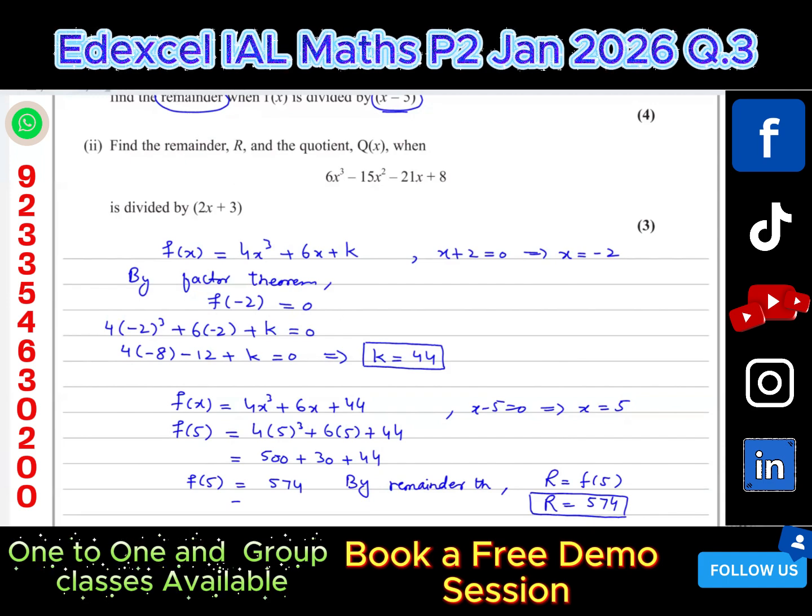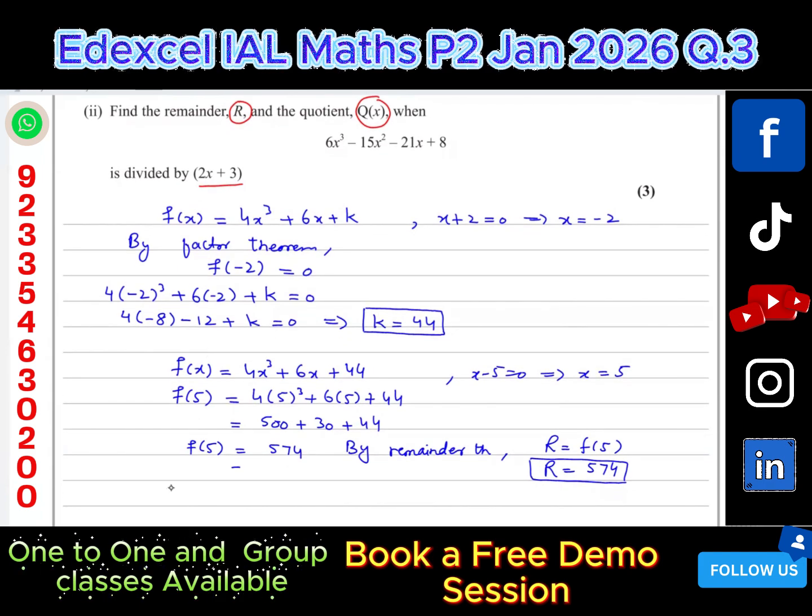Next, part number 2. Find the remainder r and the quotient q of x when this polynomial 6x cubed minus 15x square minus 21x plus 8 is divided by 2x plus 3. Here we have to calculate both quotient and remainder. So we cannot apply remainder theorem. Here we have to use long division method to find the remainder and quotient.